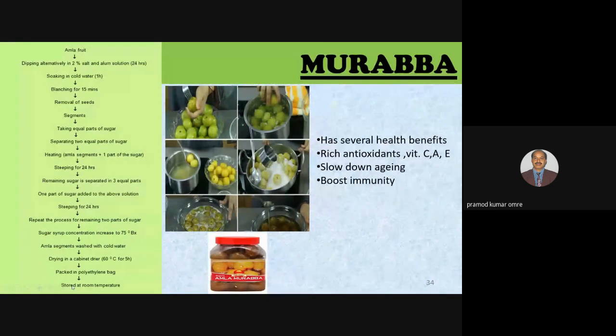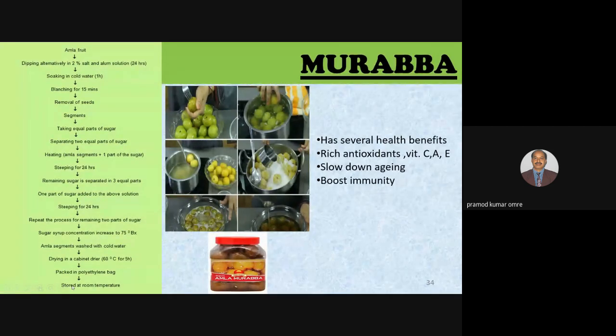And another is murabba. You know very well, murabba is a very common item. It is available in the market. Before spoiling the fruits and vegetables, we convert these products into the form of murabba. So we can keep this murabba for a longer time, and we can get a higher price for this product. So you see the importance of processing. We are applying processing operations or unit operations to various fruits and vegetables, and we are getting a higher value of the product. This is a very important point from the processing point of view.